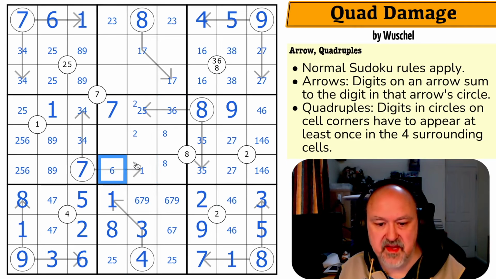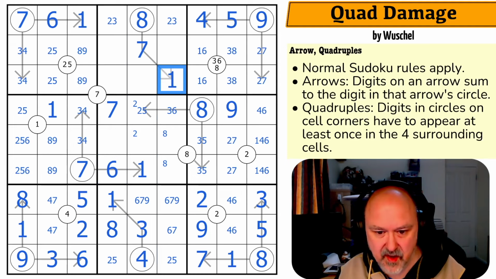Because if I put 3 there, that would need to be 4, and it can't be. If I put 4 there, that would need to be 3, and it can't be. So this isn't 3, 4, and they're the only possibilities. 1, 6 works, 2, 5 doesn't work, 3, 4 doesn't work. This is 1 and 6. That means that's the 7 and that's the 1. That takes 7 out of there.